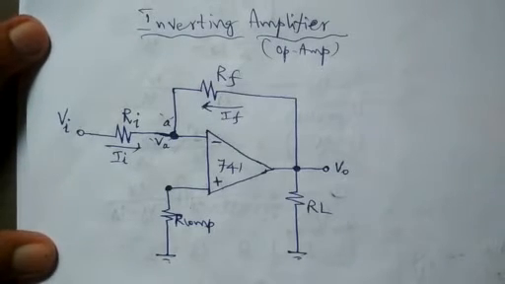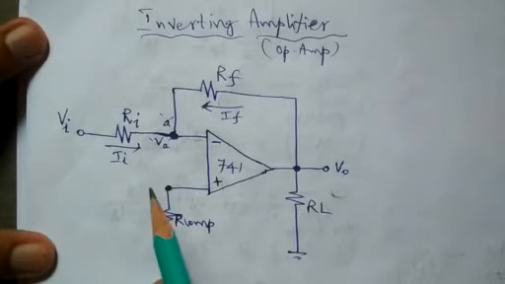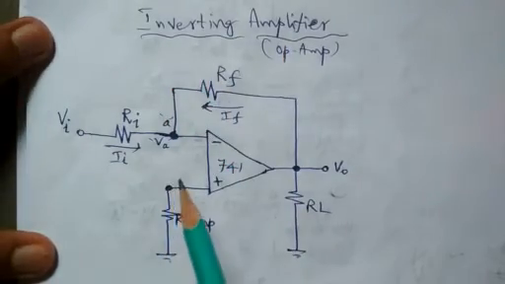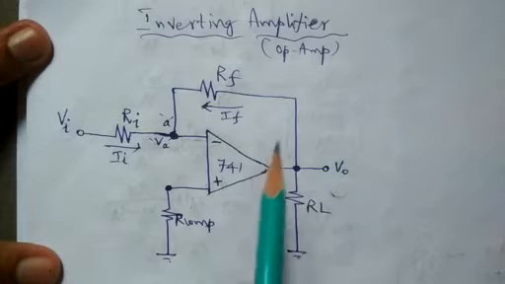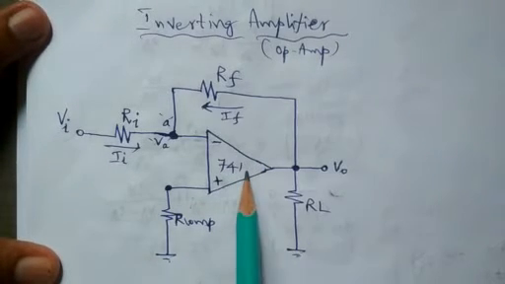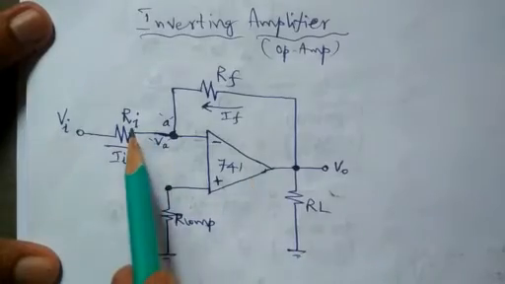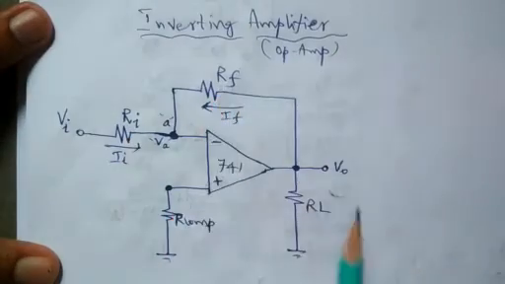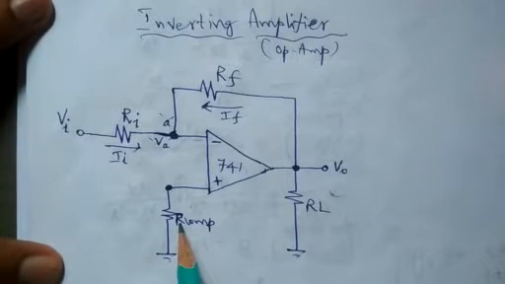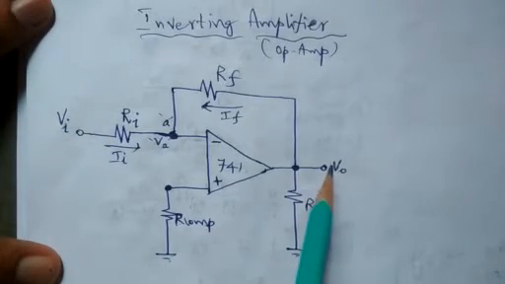Hello viewers, in this video we are going to see the operation of an operational amplifier based inverting amplifier. This circuit has an operational amplifier 741 IC, input resistor Ri, feedback resistor RF, load resistor RL, bias current compensation resistor RComp, input Vi and output Vout.